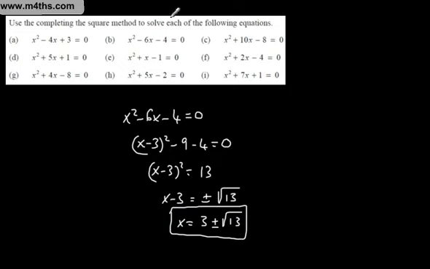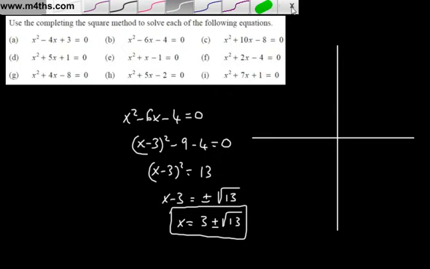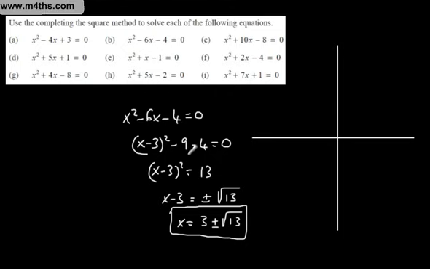Now what would this look like on a graph? Well, we know that we're going to have the following. We can start adding some information to this. We can see that it's going to have a minimum point here at 3, negative 13. So down here is our minimum point. So 3, negative 13. And what we've got are some solutions at 3 plus root 13.